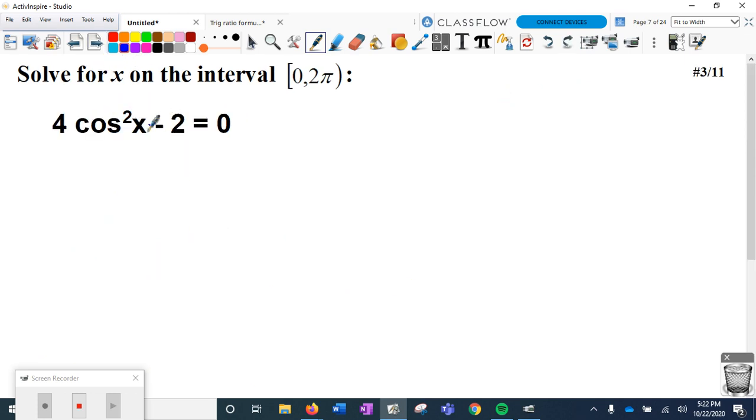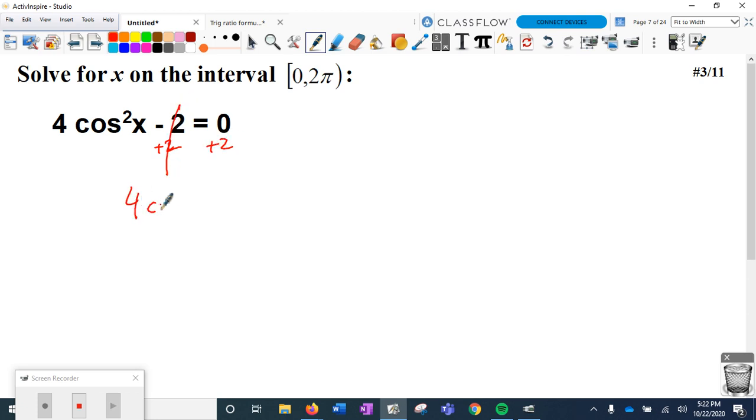Okay, here's another one. Again, we should notice there's a square in there, so eventually I'm going to have to get rid of that square by square rooting. But before I do that, I've got to get rid of all this other stuff first. So what's the first thing I need to do? Start getting this x by itself. I'm going to have to add 2 first, not 4. Okay, I'm going to have to add 2 first to both sides to cancel out the minus 2.